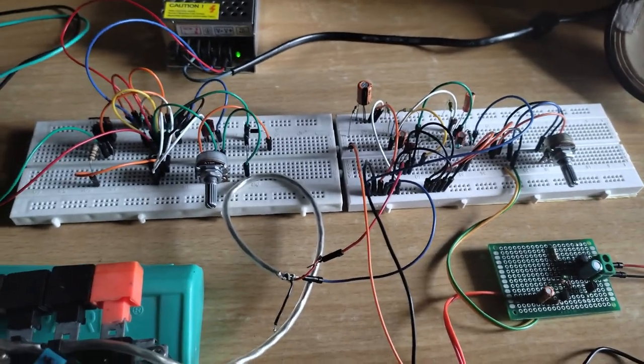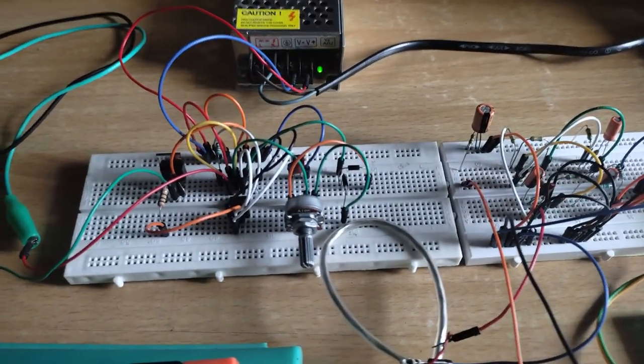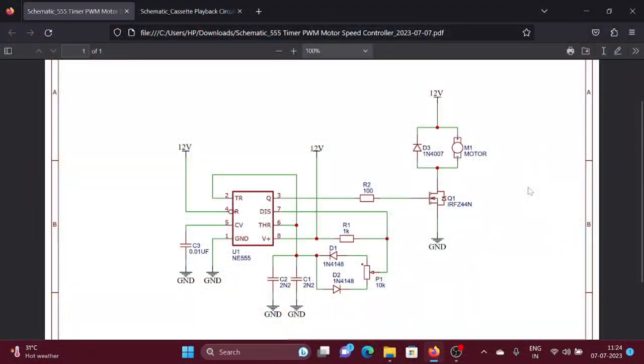everything, I would like to explain the circuit diagram of the playback amplifier, power amplifier and the motor speed control circuit. This is the circuit to control the speed of the motor. It basically consists of an NE555 timer IC and Z44 N channel MOSFET. This circuit generates the PWM signal, and the generated PWM signal is applied to the gate of N channel MOSFET in series with a 100 ohm resistor that is used to limit the gate current of the MOSFET. And this potentiometer is used to adjust the duty cycle of the PWM signal, and the frequency of the PWM signal is determined by these two capacitors and these two resistors. The whole circuit operates on 12 volt.